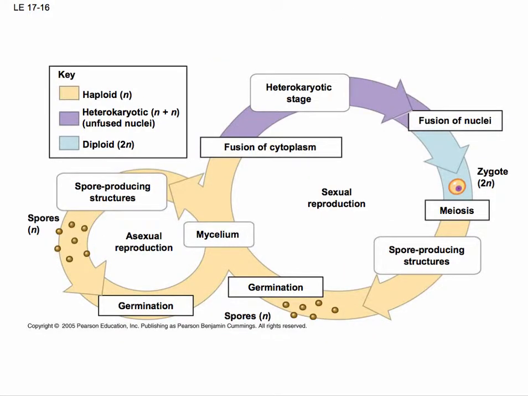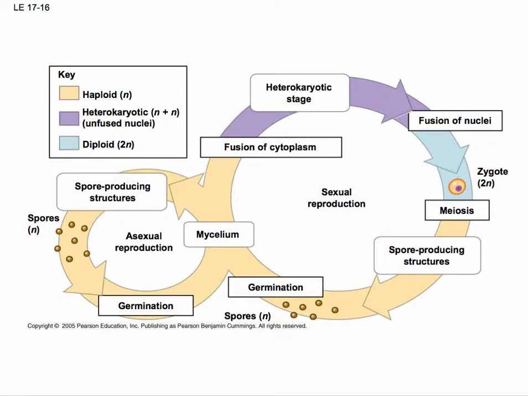Typical fungus life cycle: the mycelium can produce asexual spores by mitosis, or you can have several mating strains get together to form a diploid zygote that undergoes meiosis in spore-producing structures to produce haploid spores. So we've got a sexual component to the way fungi reproduce and an asexual component. In either case, you don't see a true diploid multicellular organism.